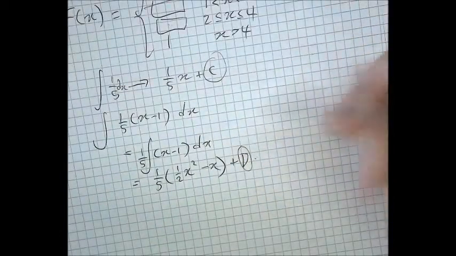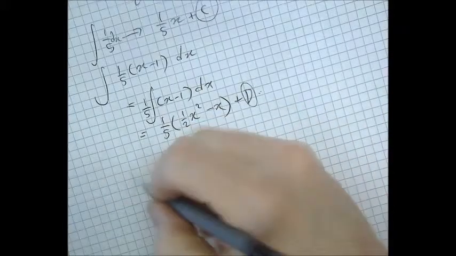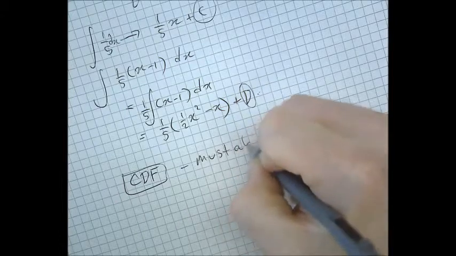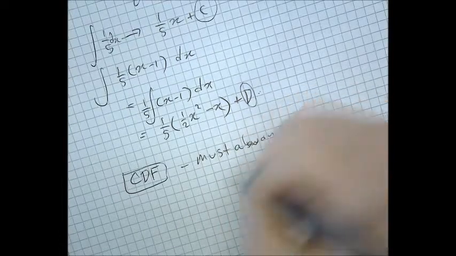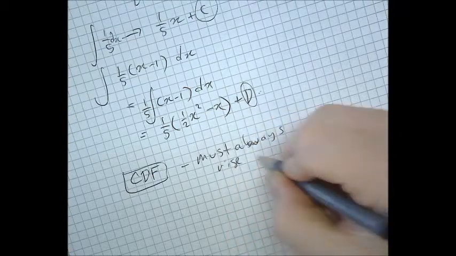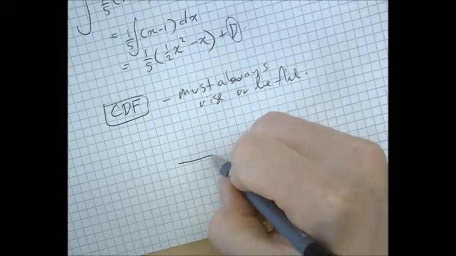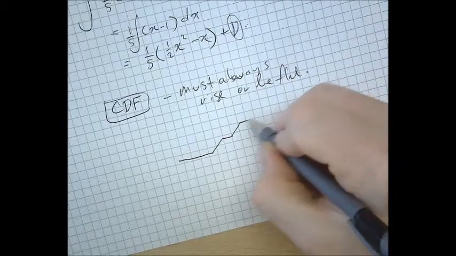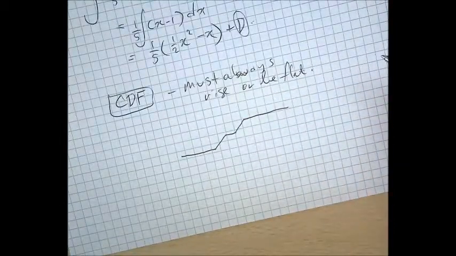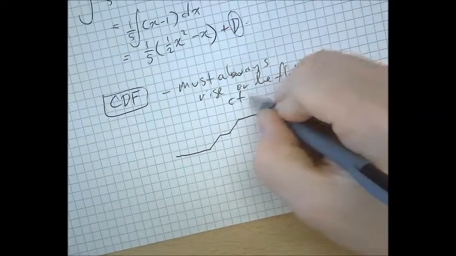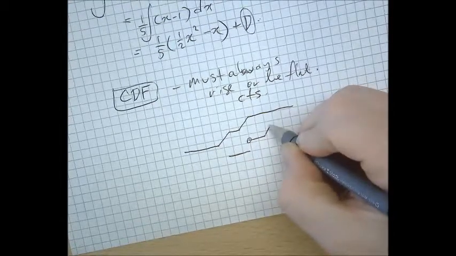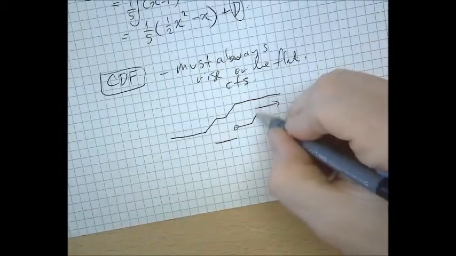Now to decide what the c and d are, it's very important that you understand that a CDF, because it works out probabilities, must always rise or be flat. Okay, in other words, the graph of a CDF always looks like this: 0, 0, 0, 0, then rising, maybe flat sometimes, then rising, and then eventually it has to get to a height of 1 at which it stays. Now it also needs to be continuous. It cannot have little gaps. This cannot be the case for a CDF. You cannot have these little jumps.